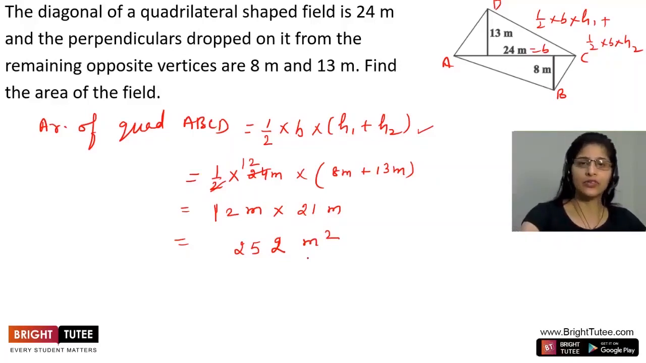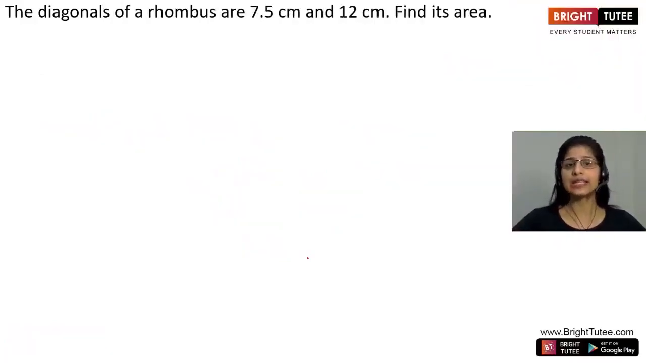Okay, now if you see the next question, they're asking the diagonals of a rhombus are 7.5 and 12 centimeter. We have to find its area. So if you recall the formula of area of rhombus, we have been given d1 as 7.5 centimeter. d1 means the first diagonal. d2 means the second diagonal, which is 12 centimeter.